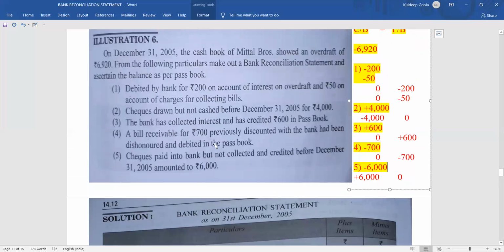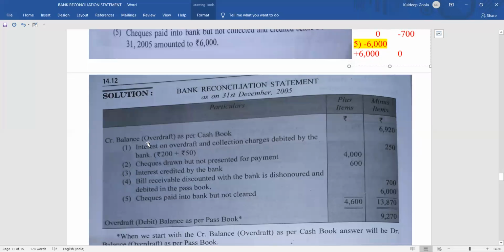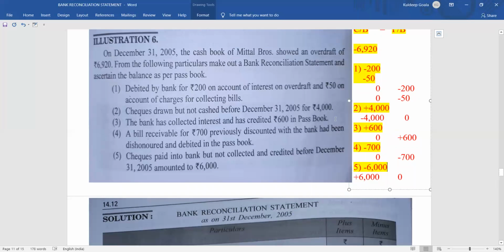So we'll start with the first thing, that is the base. What is that? Bank overdraft balance as per cash book, isn't it? 6,920 in the minus. So we'll just mention it. Credit balance also you can write down, bank overdraft balance also you can write down, unfavorable balance also you can write down, as you like. So, bank overdraft balance as per cash book: what is it? 6,920 in the minus.